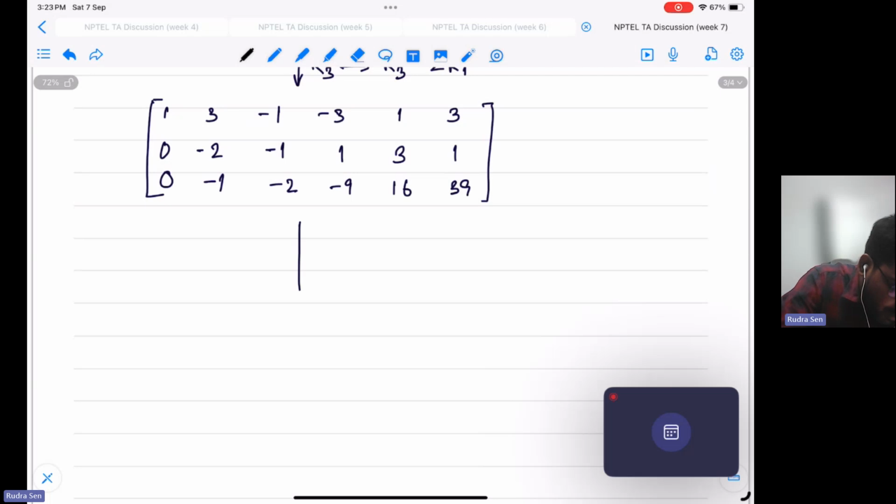Okay, so next what we can do, so we made these two elements 0, and this non-zero term exists, so we have to make this term 0. Okay, so for that what we should do, let's say we again change R3 to 2 R3 minus R.